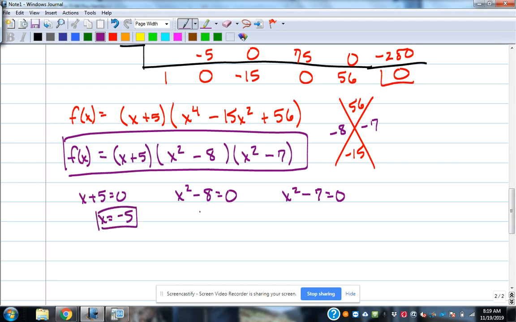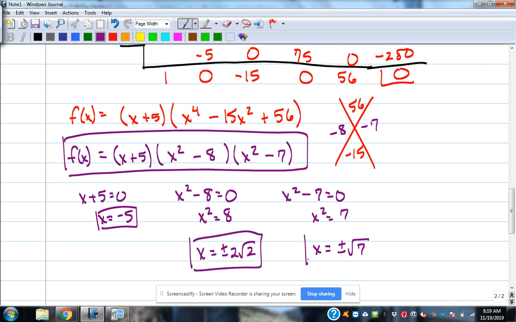We knew that already. And then this one would be x squared is equal to 8, so x equals plus or minus 2 radical 2. This would be x squared is equal to 7, so x equals plus or minus square root of 7. How many solutions do we have? 5 of them. We got negative 5, positive 2 radical 2, negative 2 radical 2, positive radical 7, negative radical 7. That's 5 answers. The degree of the original polynomial was 5. Are all of these real numbers?